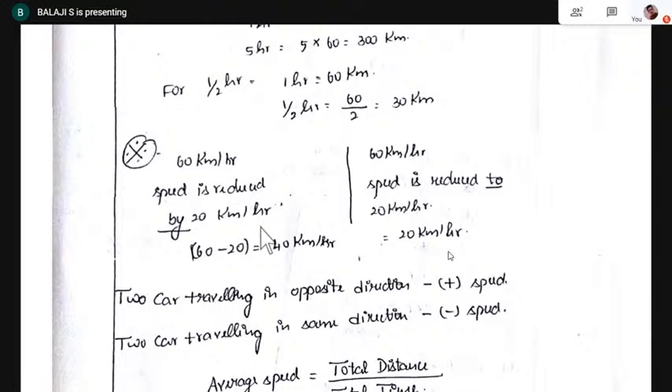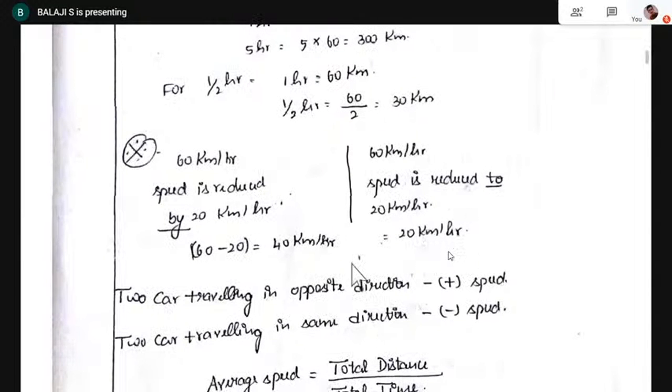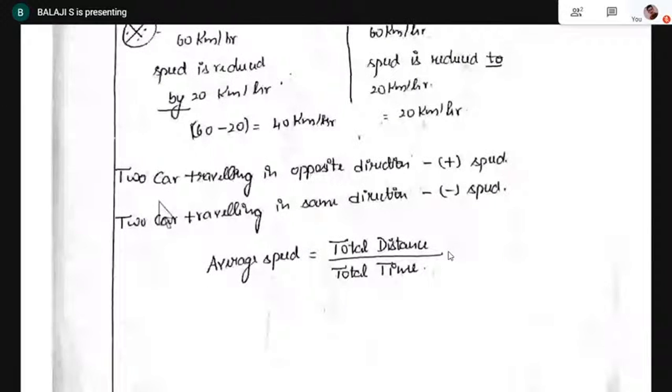That is 60 km per hour. You are reducing the speed to 20 km per hour. That is 60 km minus 20 km, which is equal to 40 km per hour. And here, 60 km per hour, and you are reducing the speed to 20 km per hour, and the resultant speed will be 20 km per hour. Okay, and this is also most important.